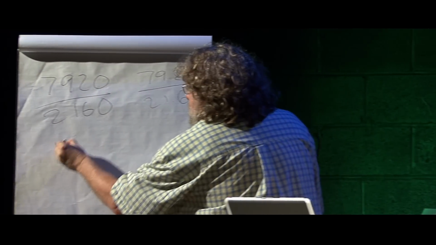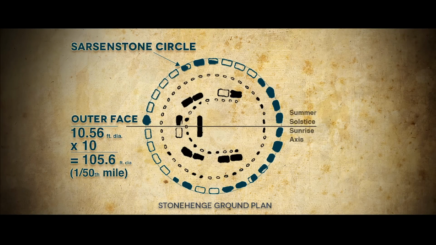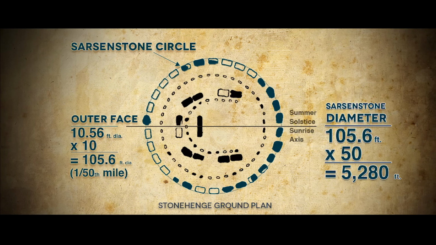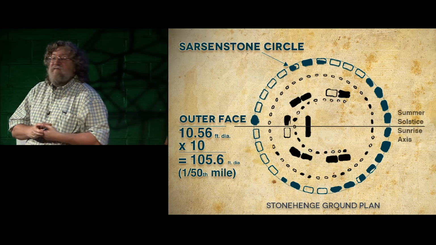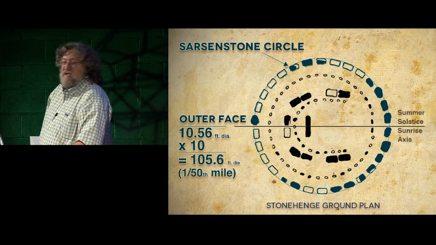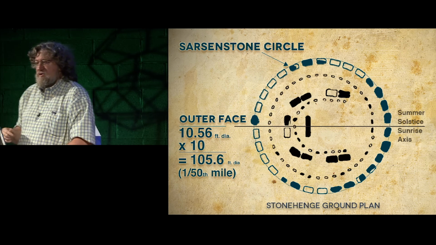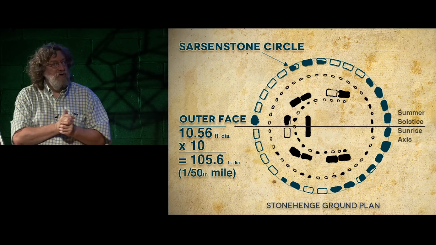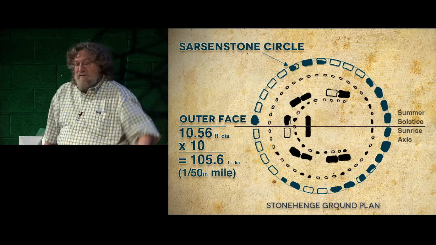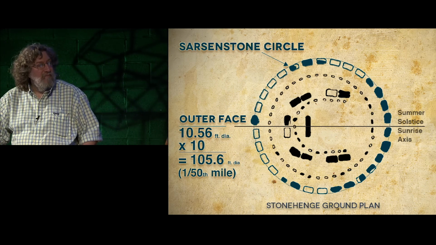Oh, let me write down this number, 10.56 and 105.6. And remember, if we take this number times 50 equals 1 mile. And the fact that they were using this and that it is an even subdivision of the mile does suggest strongly that the mile was in use at the time Stonehenge was built, some 4,000 to 4,500 years ago. The number 10.56 is significant, as we'll see.